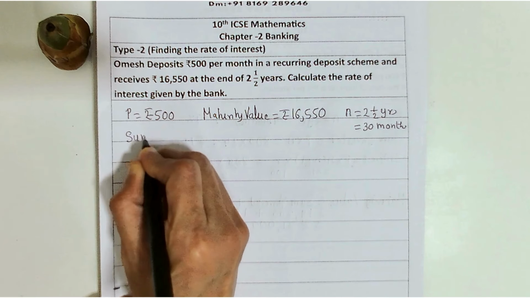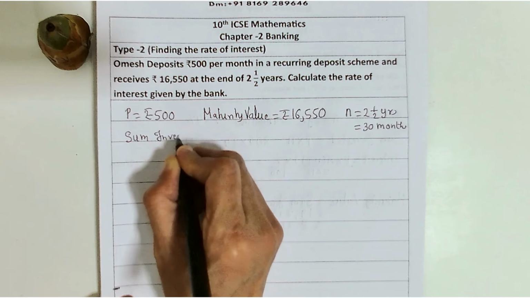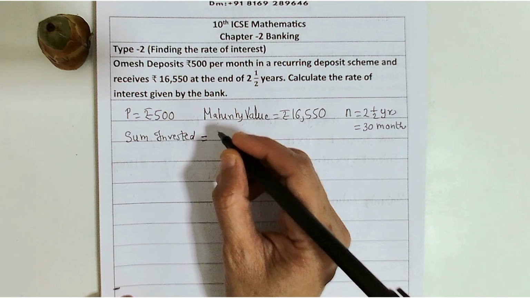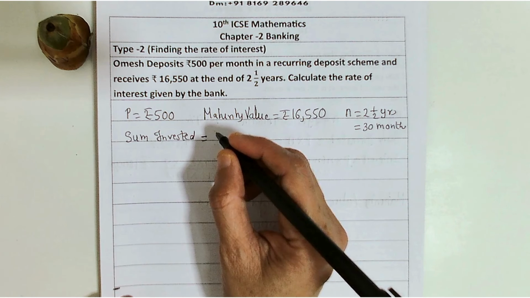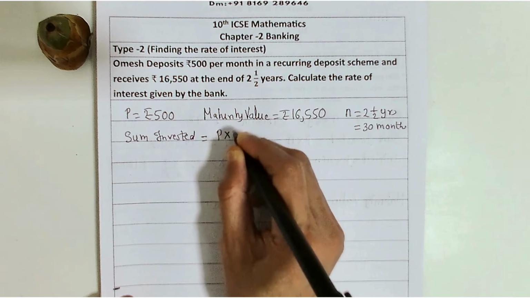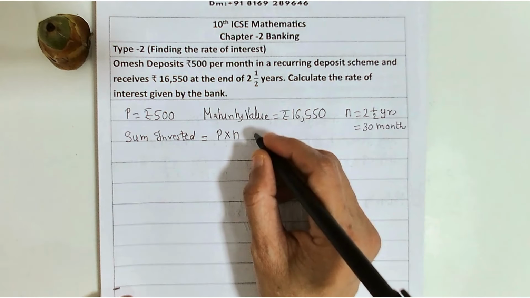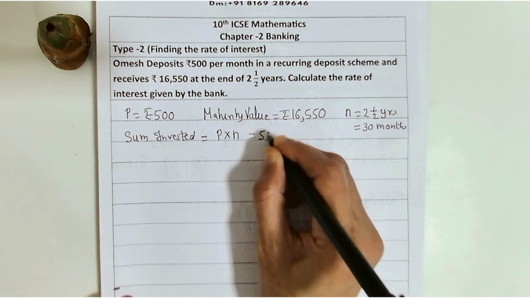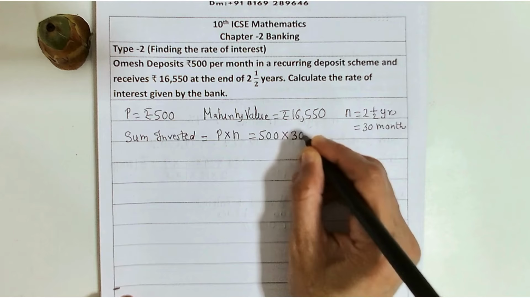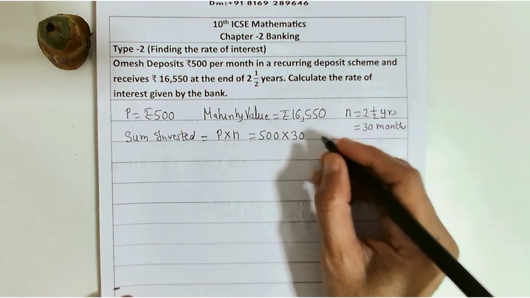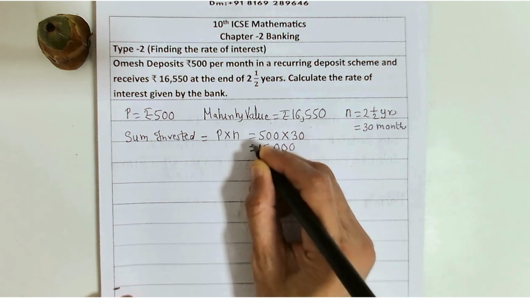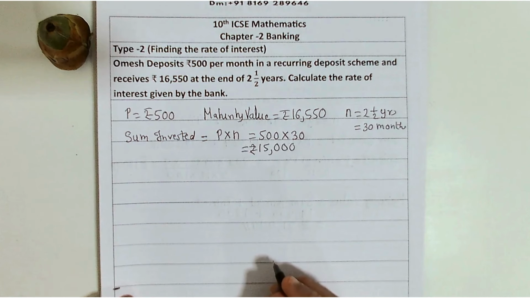So sum invested. Sum invested is the money which Umesh will get back after maturity. That is for sure. Fine, that is fixed. He will get back. So that is P into N. So here Umesh is paying how much? He is paying monthly 500 rupees for how much time? For 30 months. Correct? That comes to 15,000. So this is the investment of Umesh.